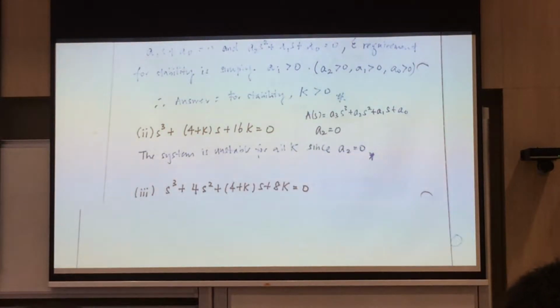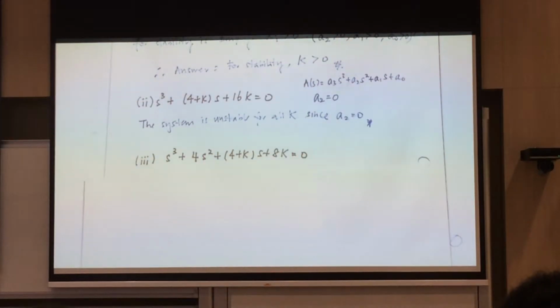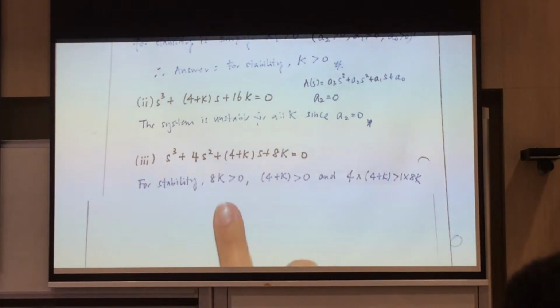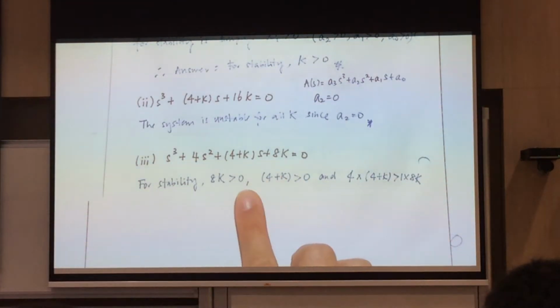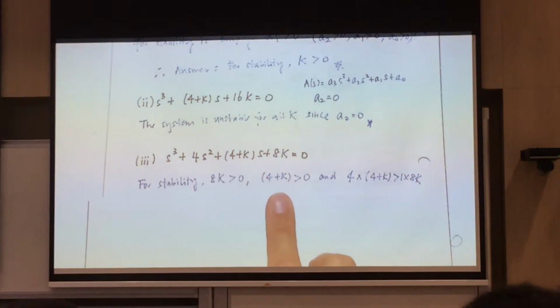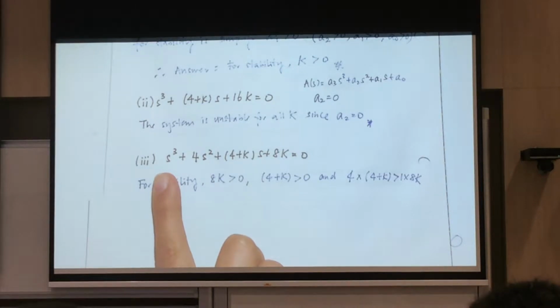s to the power 3 plus 4s squared plus (4 plus K)s plus 8K equals 0. Tell yourself that this is third order: a0 is 8K, a1 is 4 plus K, a2 is 4, a3 is 1. For stability, all coefficients must be bigger than 0. So a0, 8K, is bigger than 0, and a1, 4 plus K, is bigger than 0. We don't care about 4 and 1 because they are definitely positive.